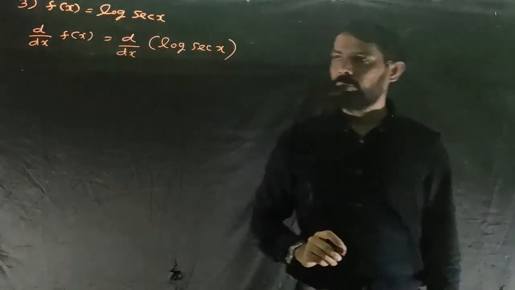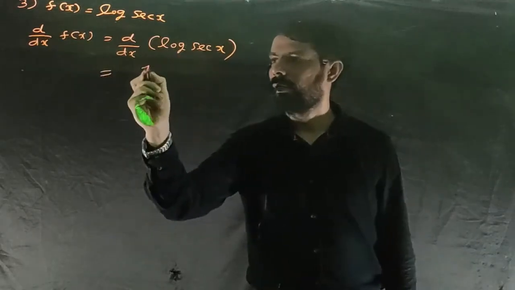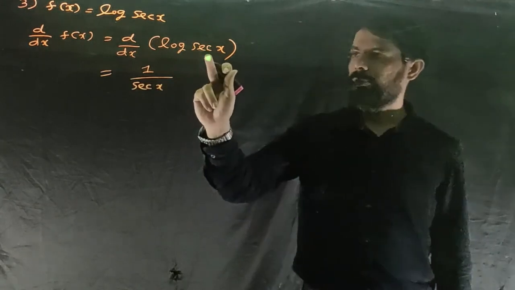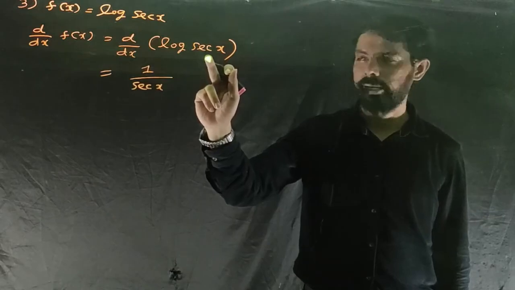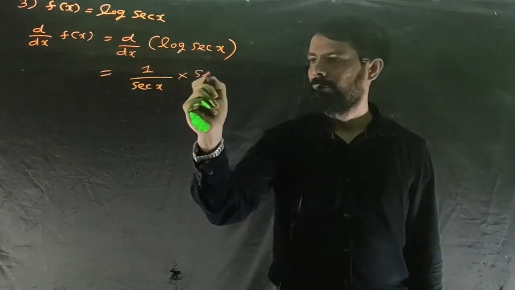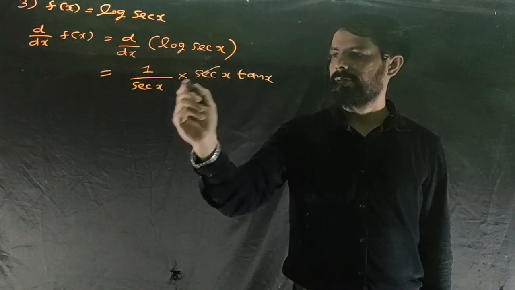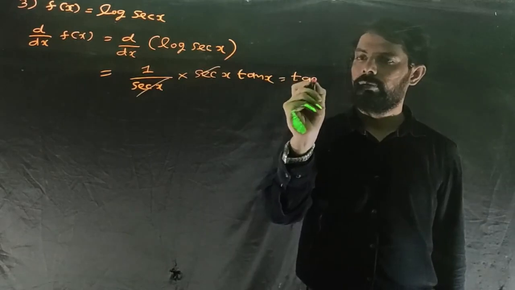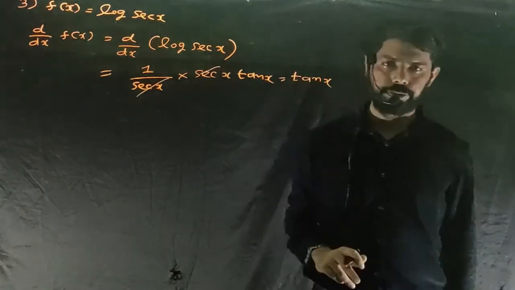As we know, the derivative of log x is 1 divided by x. So here it will be 1 divided by sec x, and if we take the derivative of sec x, the derivative of sec x is sec x into tan x. So here into sec x into tan x. Here sec x cancels out, so finally it will be tan x. So d by dx of log sec x will be tan x.